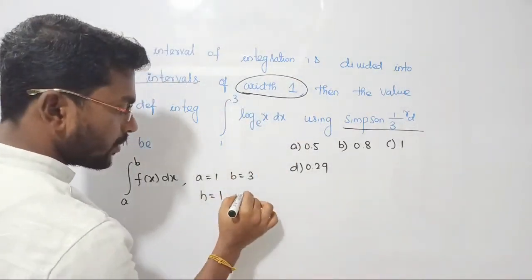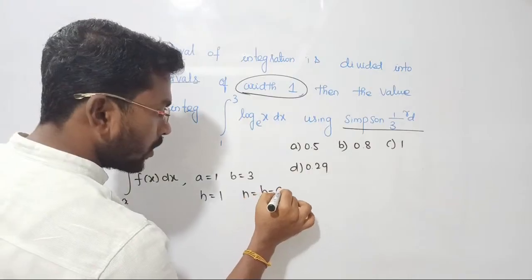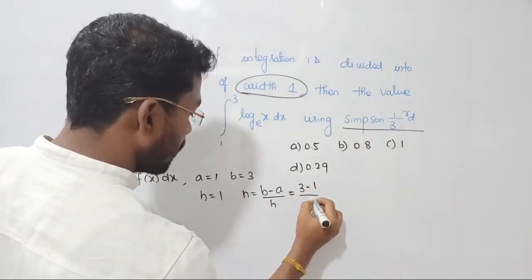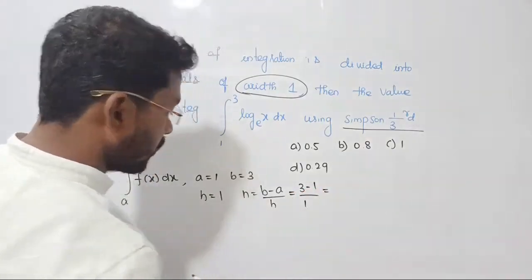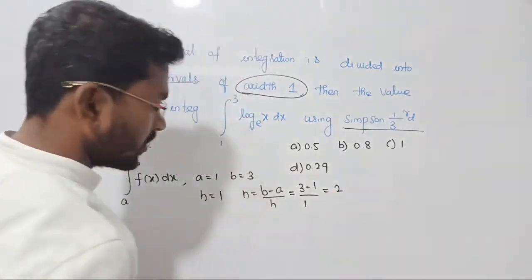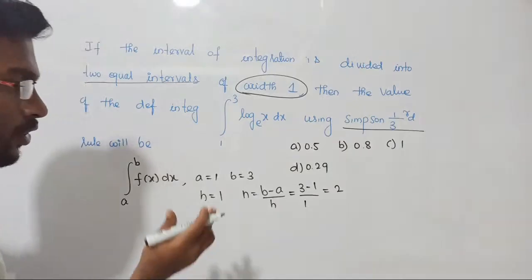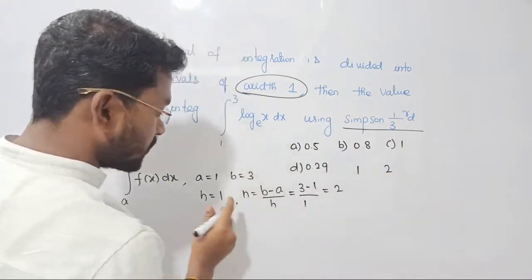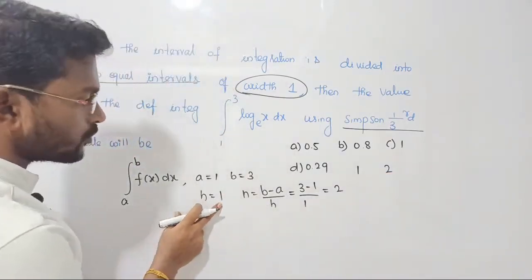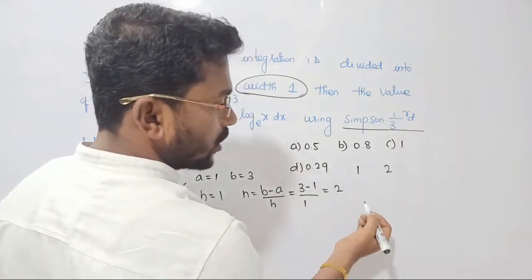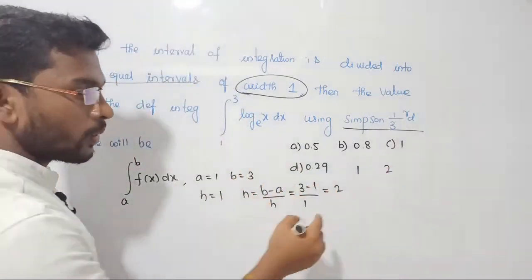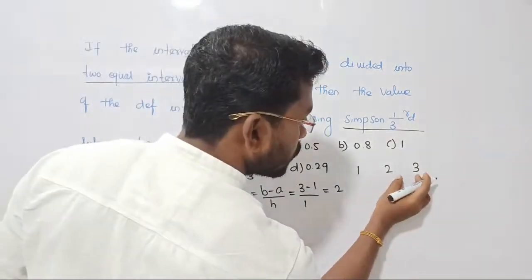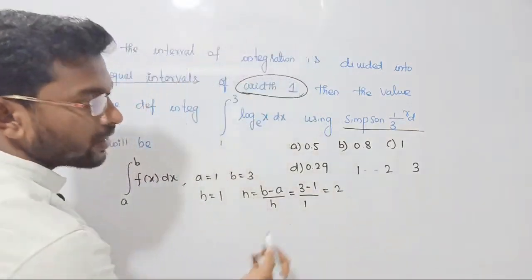Then how many sub intervals are required? N is equal to b minus a upon step size, where b is 3, a is 1, and step size is also 1. So 3 minus 1 gives totally 2 sub intervals. It's very simple: we start from 1, the next value is 2 with step size 1, and the next value is 3. Maximum value is 3, minimum value is 1, so we are selecting 2 sub intervals, interval 1 and interval 2.